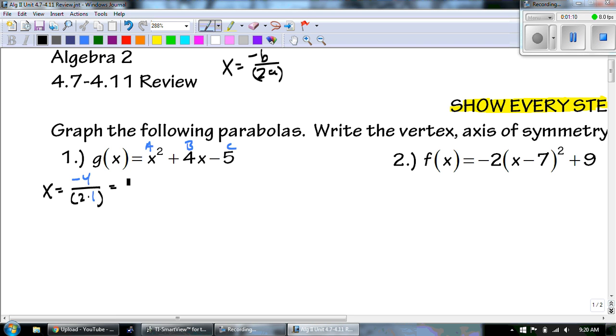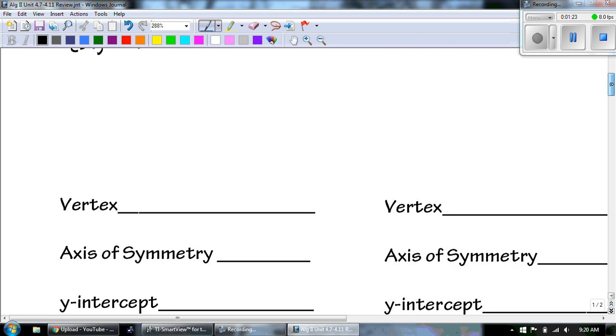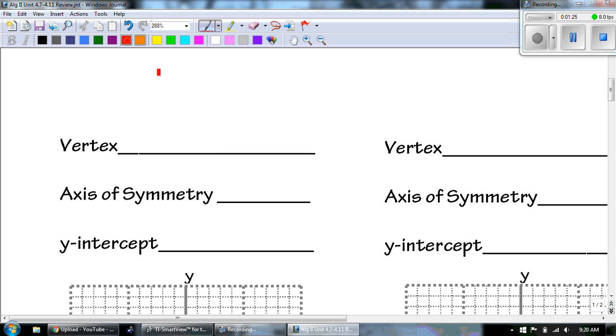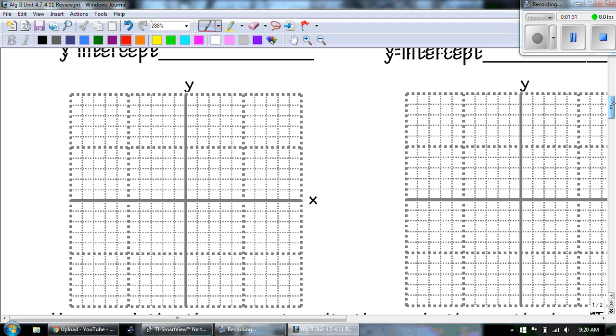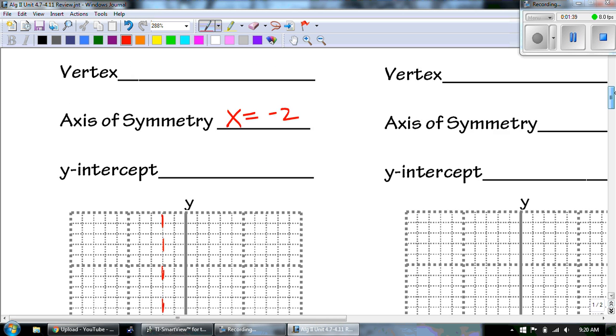Okay? So on the top, you get negative 4. 2 times 1 is 2. And negative 4 divided by 2 is a negative 2. Now, if you want to come right here, that's your axis of symmetry, x equals negative 2. And since I know that that's my axis of symmetry, I can just come right here and draw it in right away to get it done.